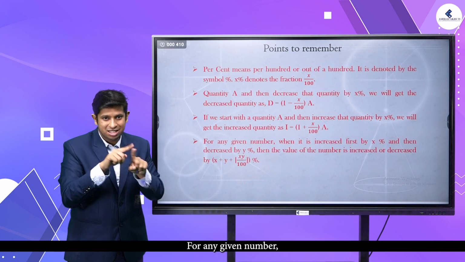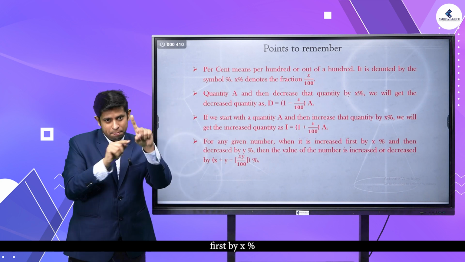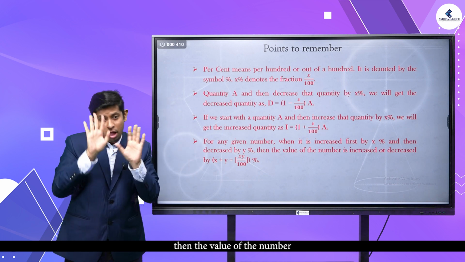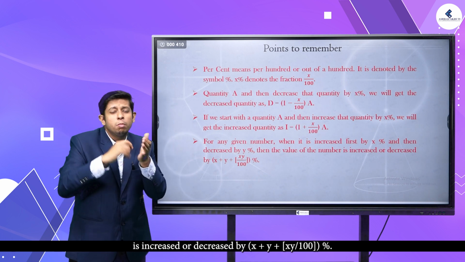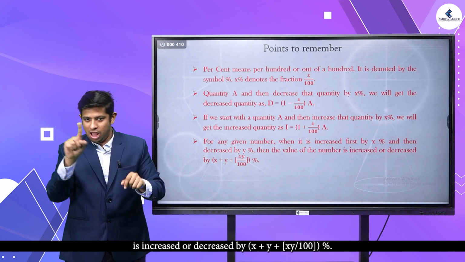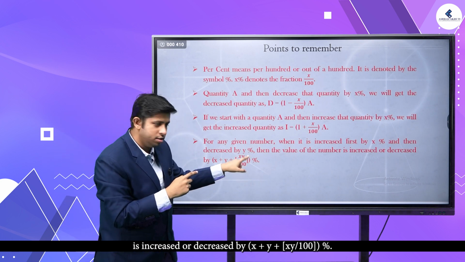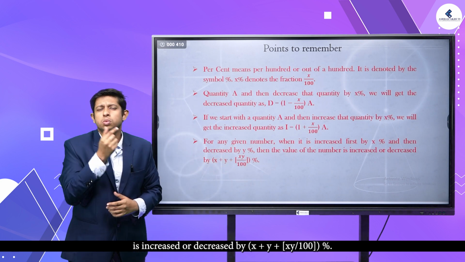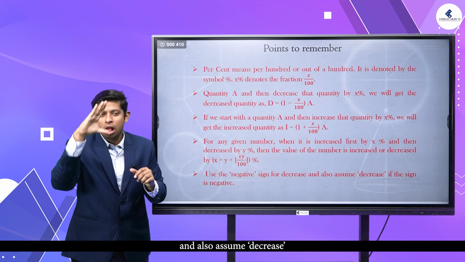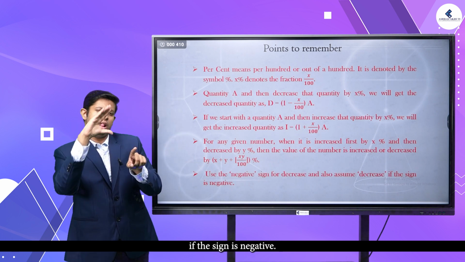For any given number, when it is increased first by x% and then decreased by y%, then the value of the number is increased or decreased by x plus y plus xy by 100%. Use the negative sign for decrease and also assume decrease if the sign is negative.